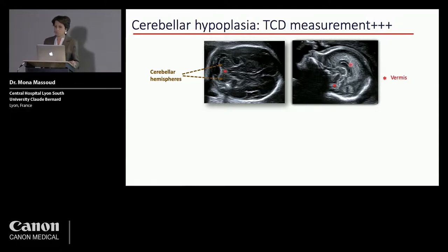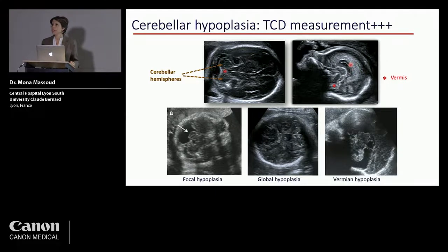Okay. So, if you measure the transverse diameter and this diameter is reduced, you will complete the image with a sagittal view. And then, in case of cerebellar hypoplasia, there are three sorts of cases. Either you have a focal hypoplasia, which means that the reduction of volume concerns only one hemisphere. Or you have a global hypoplasia, and in this case, the anatomy is strictly normal. So if you don't measure, you won't be aware that there is a cerebellar hypoplasia. And here you have a vermian hypoplasia.